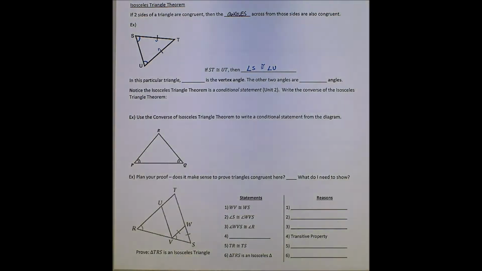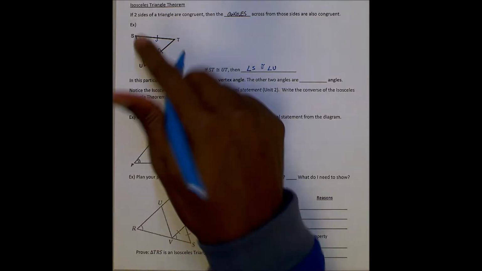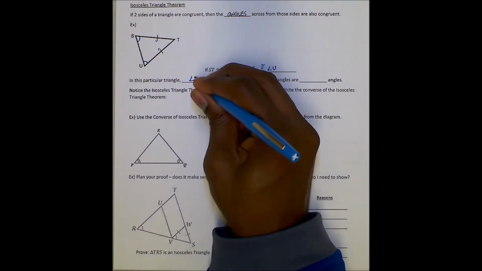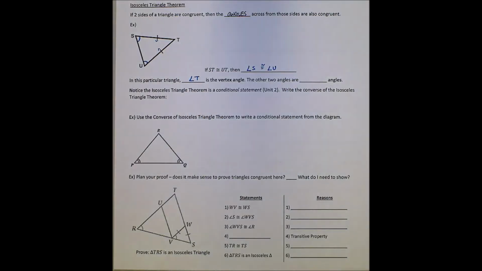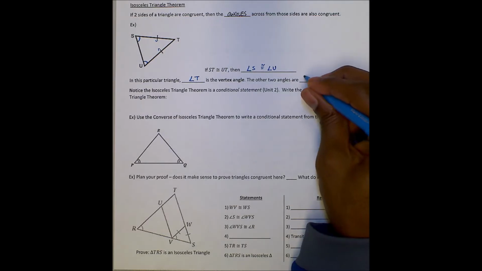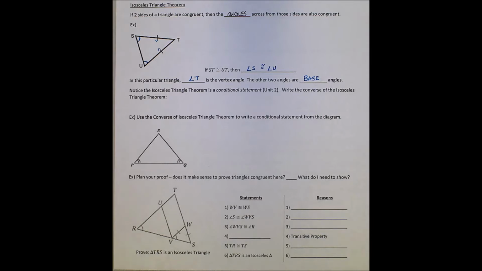In this particular triangle, angle T is the vertex angle, and the other two angles are called base angles. Notice that the isosceles triangle theorem is a conditional statement. Remember the if-then statements. So let's write the converse of this theorem. Remember that the converse is flipping the hypothesis and the conclusion.